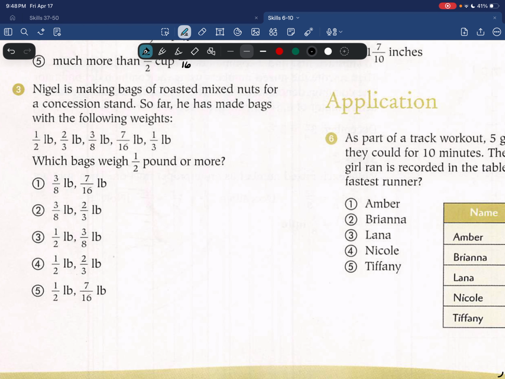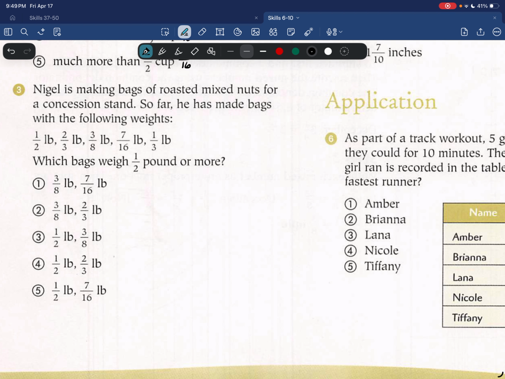Number 3. Nigel is making bags of roasted mixed nuts for a concession stand. So far, he has made bags with the following weights. Which of the bags weigh 1/2 pound or more? Now, if you can do this mentally, I absolutely would. But if you cannot, this is one way to do it.